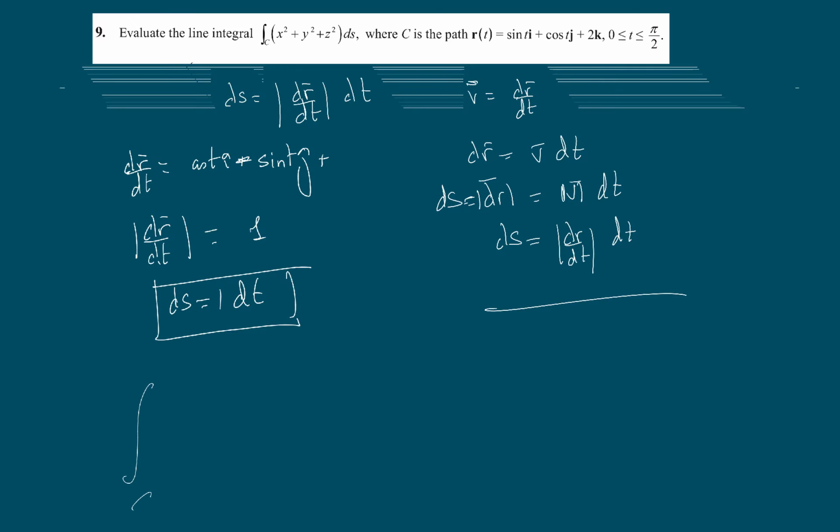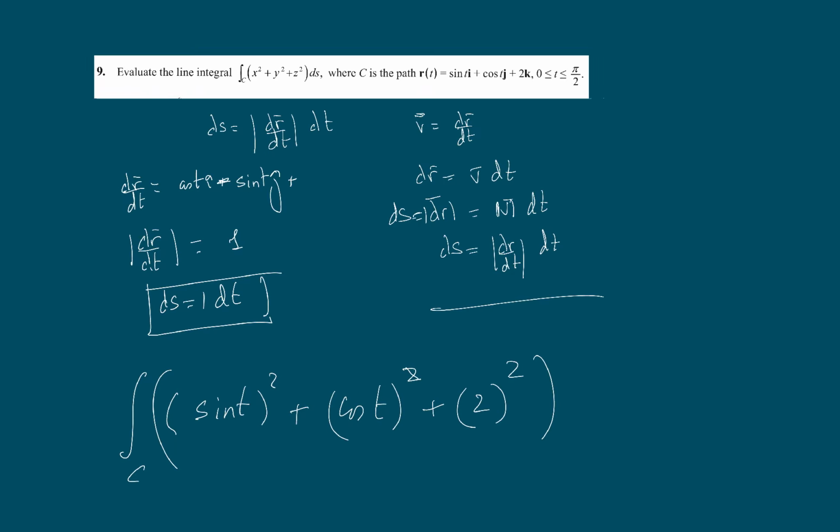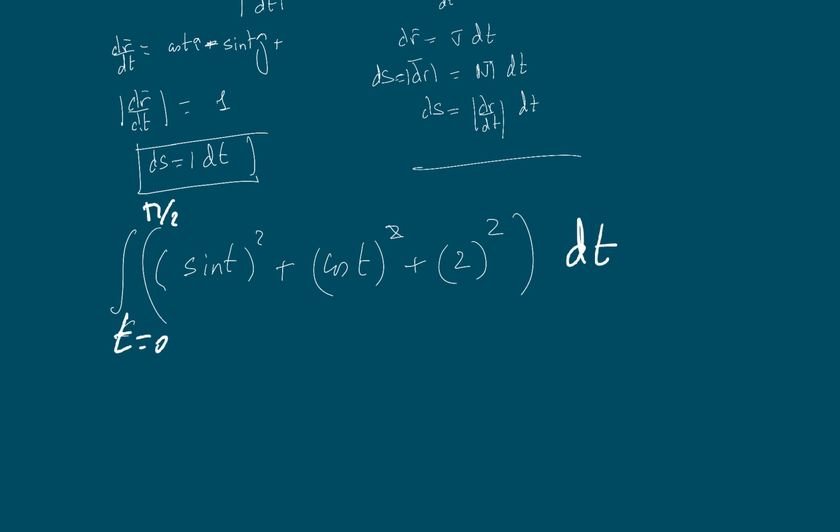The line integral over the curve C when t goes from 0 to pi over 2 is the x, but the x is sine of t squared, plus the y, the y is cosine of t squared, plus the z, but the z is 2 squared. Multiply everything by ds, but ds is dt. So now t goes from 0 to pi divided by 2. So sine squared plus cosine squared is 1. 1 plus 4 is 5.